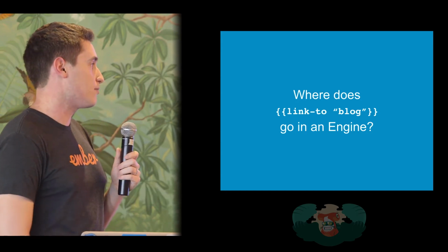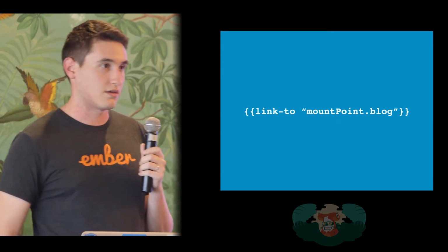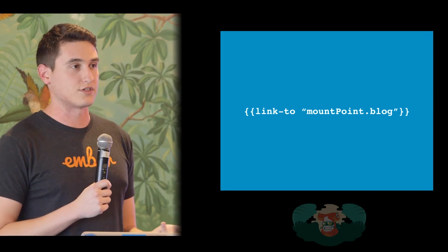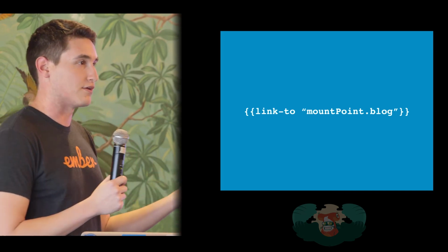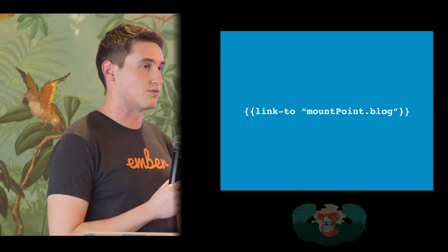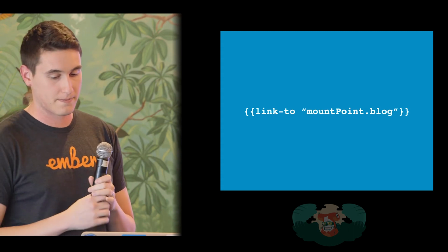And so what this means in practice is that this link to blog is actually treated as mountPoint.blog, where mountPoint is the route path at which the engine is mounted. So if you had a user profile engine, for instance, mounted at the route users, this would actually resolve to users.blog, even though you don't write it as such.